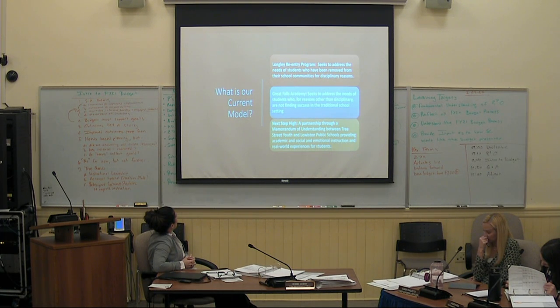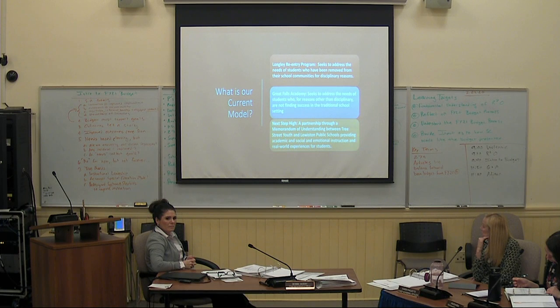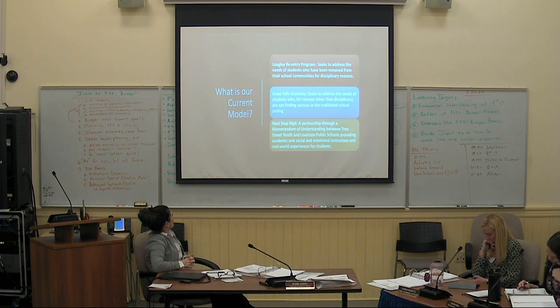So we have this Longley Reentry Program that seeks to address the needs of students who have been removed from their school communities for disciplinary reasons. In the past, it was really literally to reenter off of an expulsion, yet we still have not had an expulsion this year, so business was a little slow at Longley Reentry. It became a place where students could voluntarily go rather than have a longer term suspension. And so it served a purpose, and it's okay.